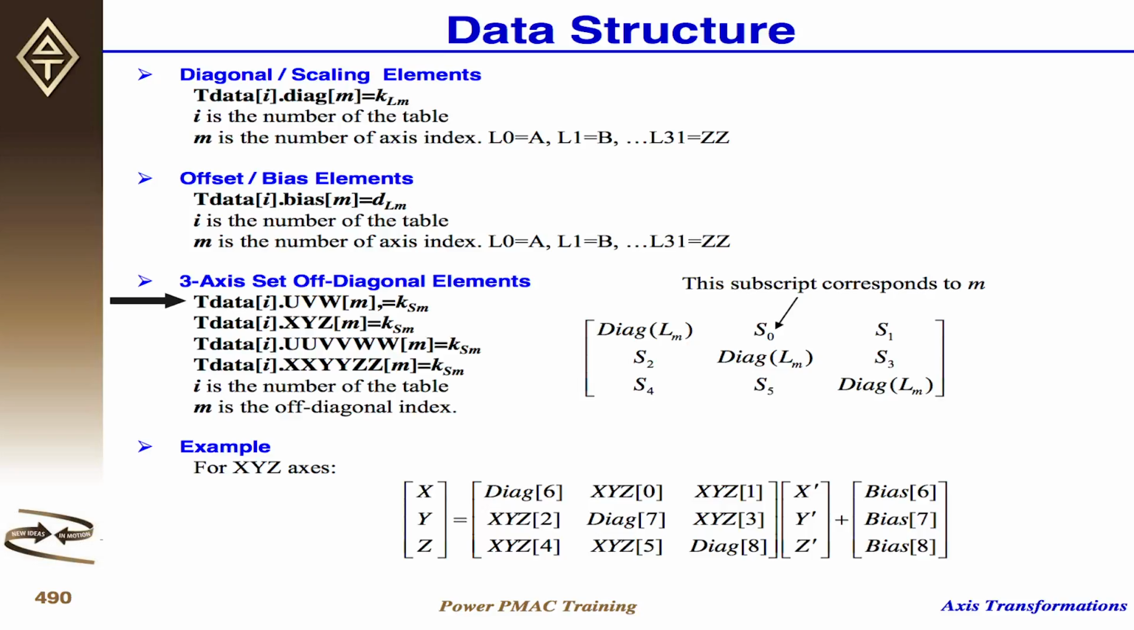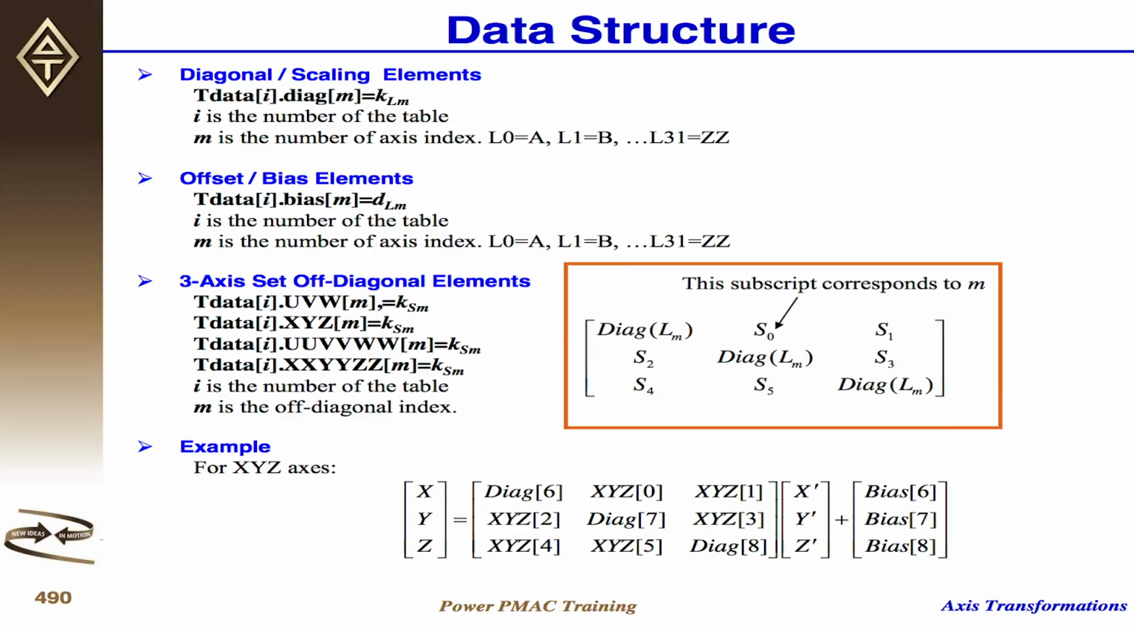So T theta I UVW M, it's KSM. This SM is actually from 0 to 5, like this. This is how we arrange it. Okay? So for different sets, like UVW or XYZ, or UUVVW, XXYYZZ, we actually put that in the structure name, so you won't mess them up. But you have to remember the M index actually starts from here.